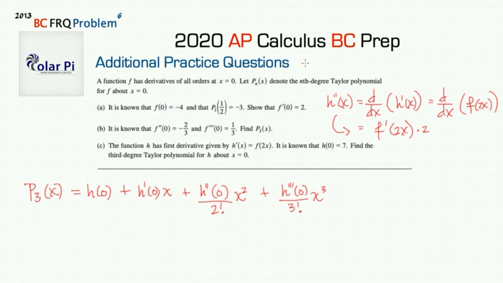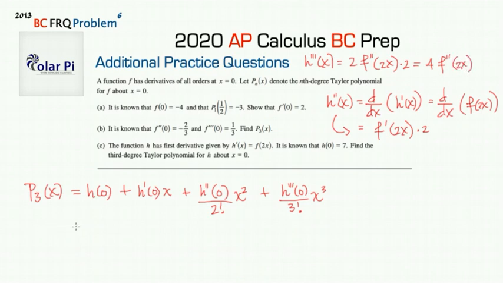And for h triple prime, so h triple prime of x is going to be the derivative of the second derivative of h, right? It's the derivative of h double prime, and so it's the derivative of this. So what is that going to say? That's going to say 2 times f double prime of 2x, and then again by chain rule times 2, so that is 4 times f double prime of 2x. All right, got it.